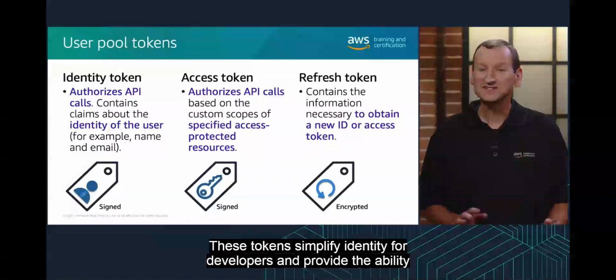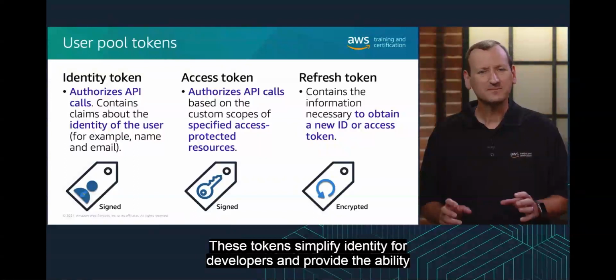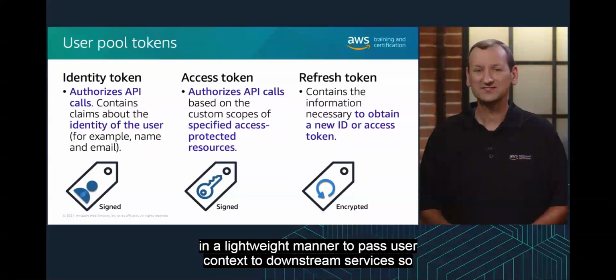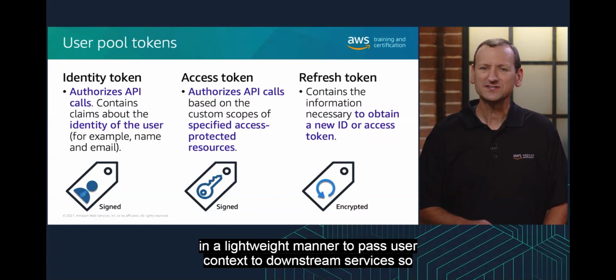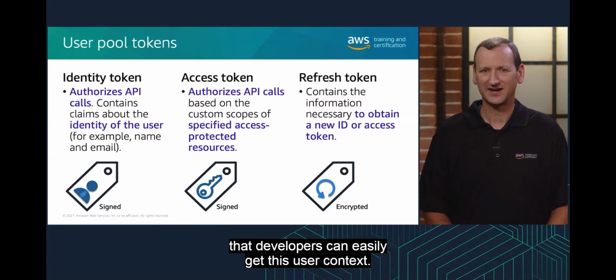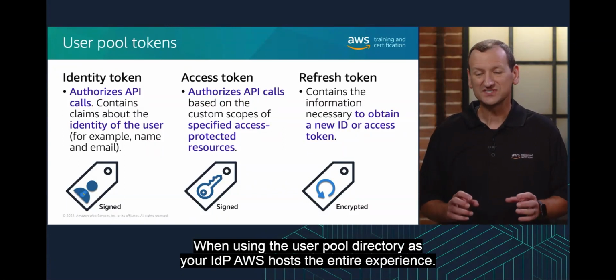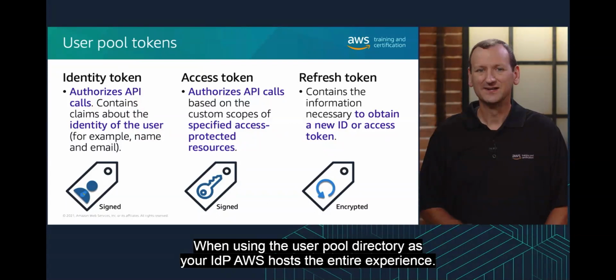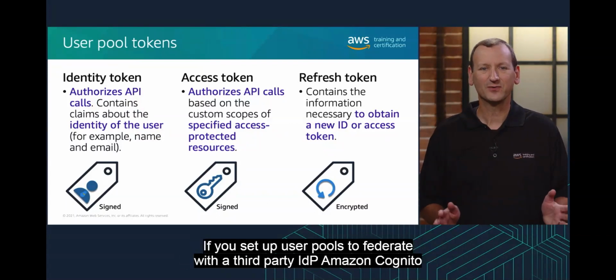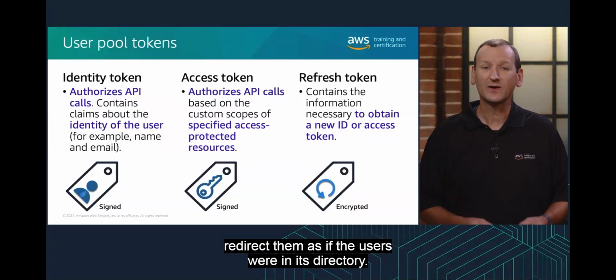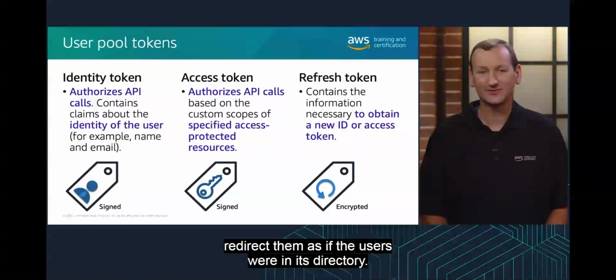These tokens simplify identity for developers and provide the ability in a lightweight manner to pass user context to downstream services so that developers can easily get this user context. When using the user pool directory as your IDP, AWS hosts the entire experience. If you set up user pools to federate with a third-party IDP, Amazon Cognito user pools trusts those identities and redirects them as if the users were in its directory.